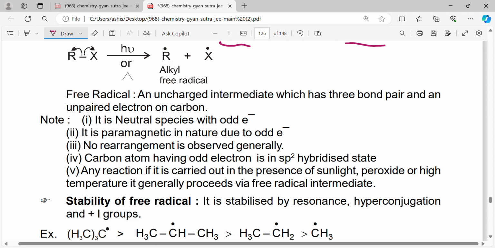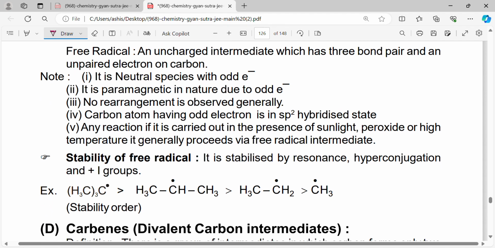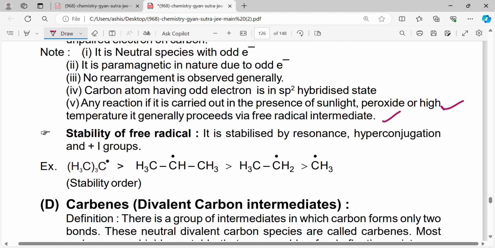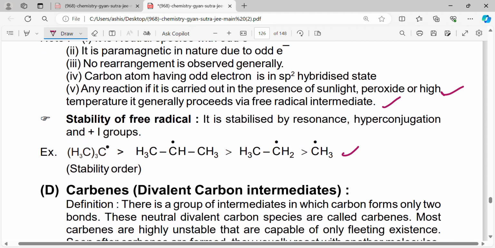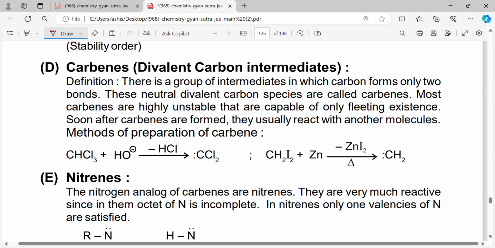A free radical is a neutral species with an odd electron. It is paramagnetic in nature due to the odd electron. And no rearrangement is generally observed in free radicals. The carbon atom having the odd electron is always in an sp2 hybridized state. So if any reaction is carried out in the presence of sunlight, peroxide, at high temperature, homolysis will take place and free radicals will be generated. The stability of free radicals is 3 degree, 2 degree, then 1 degree. 3 degree free radicals are the most stable.